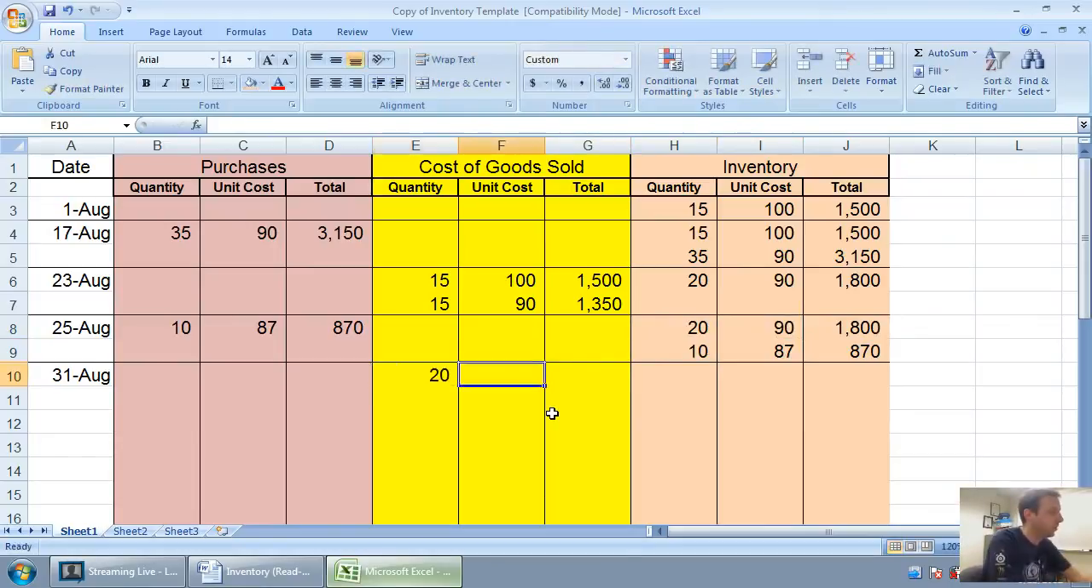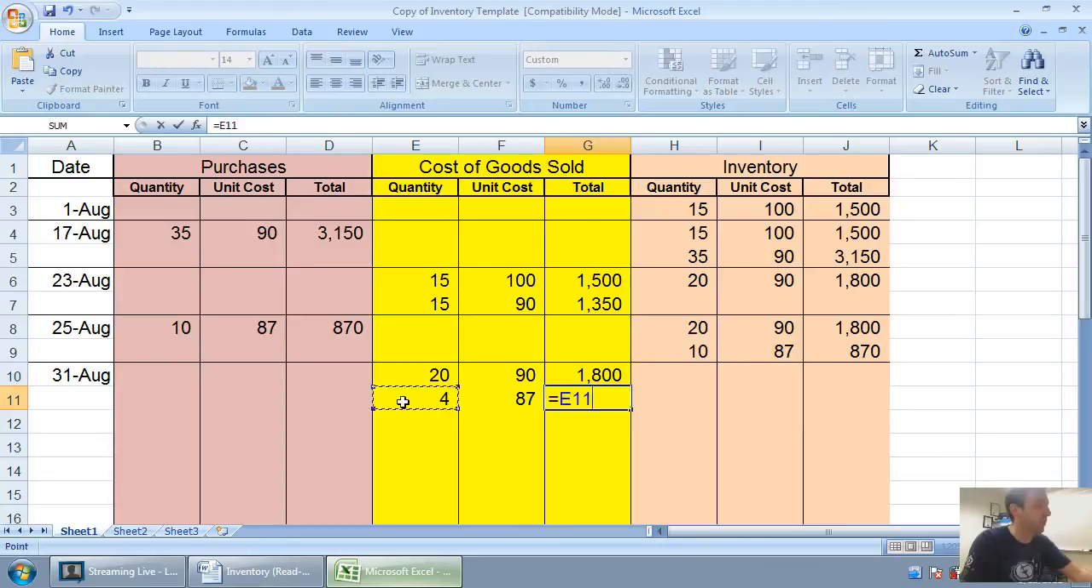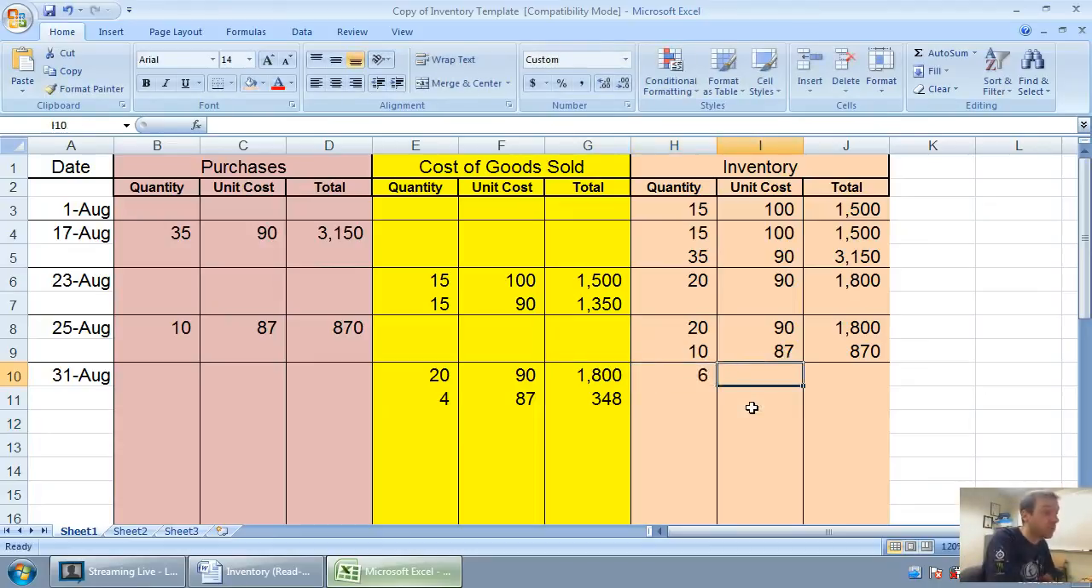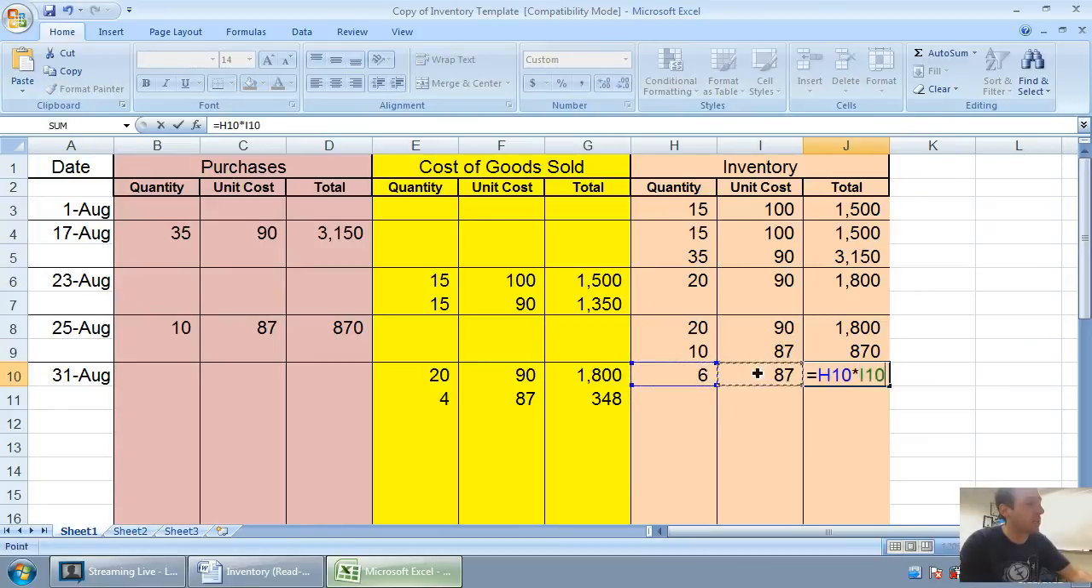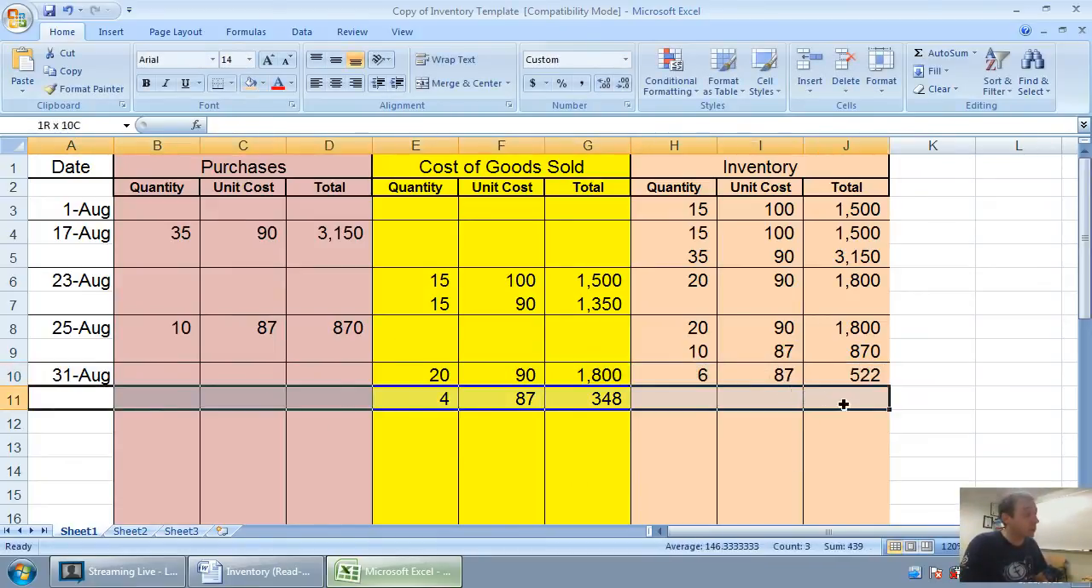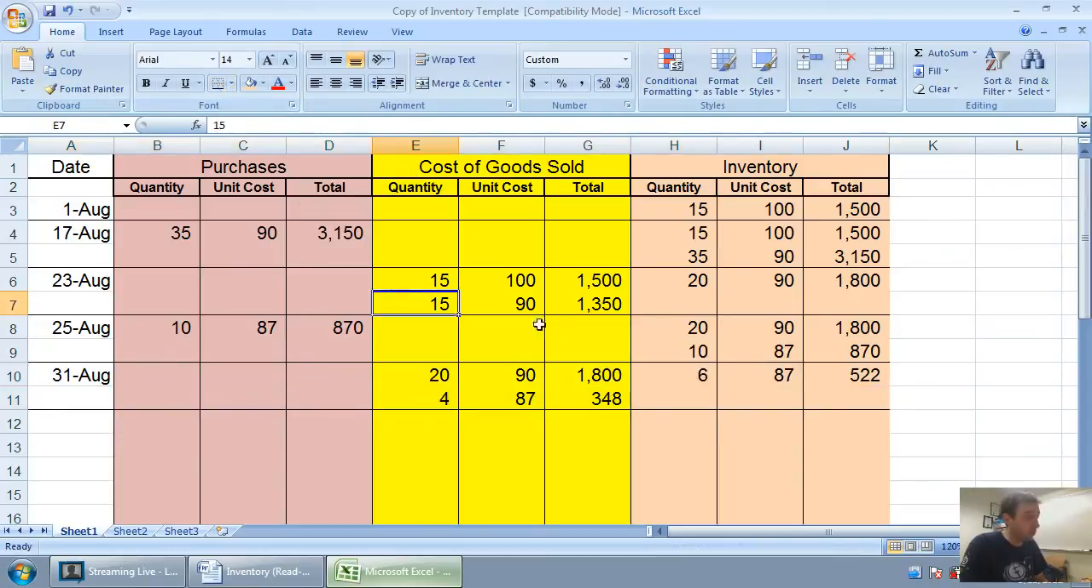I must have sold all 20 at 90 for 1,800 bucks, and I must have sold an additional 4 at 87, and 4 times 87 is $348. That leaves me with 6 units at 87 bucks each. 6 times 87 is $522. Now at this point, I'm complete. My inventory record for August is done, but I haven't answered the question.